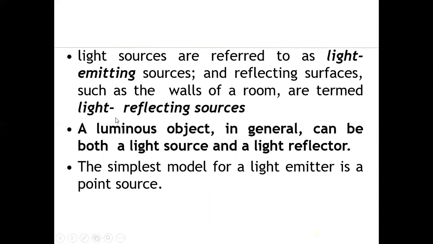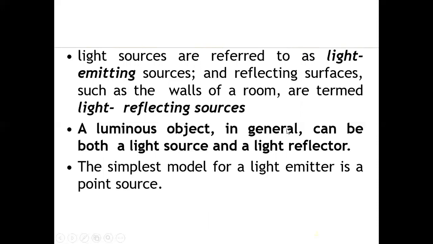They are termed as the light reflecting source, right? Because of how an object can be seen: when light is incident on a particular object, a reflection happens. Based on that reflection, we can come to know that this is the particular object and this is the color of that object.